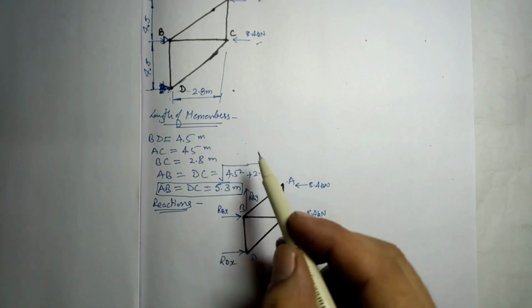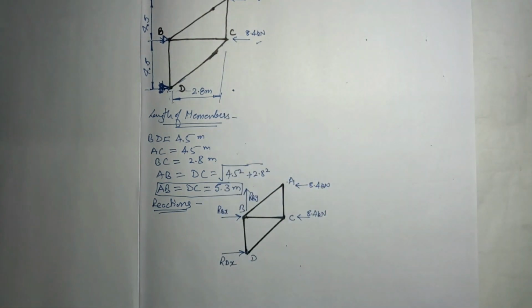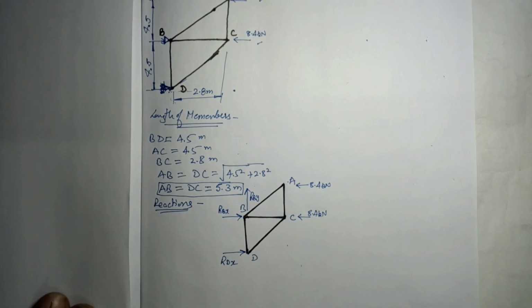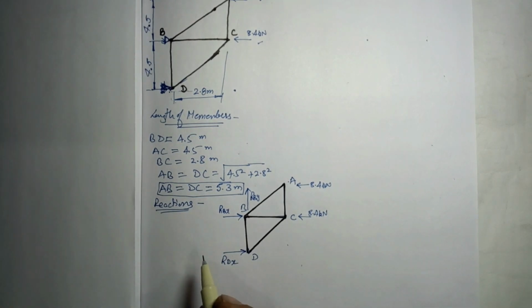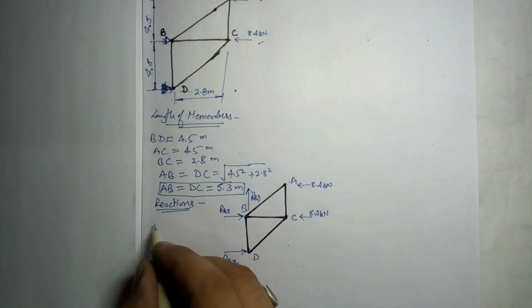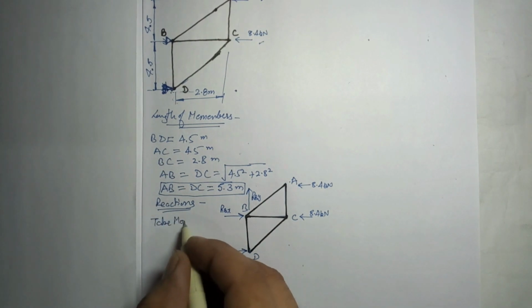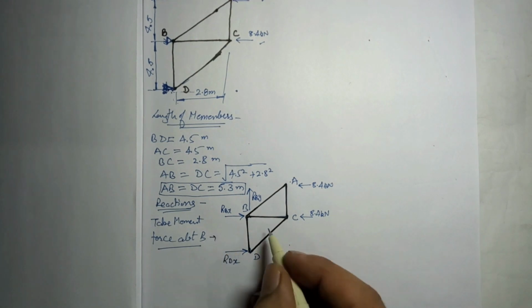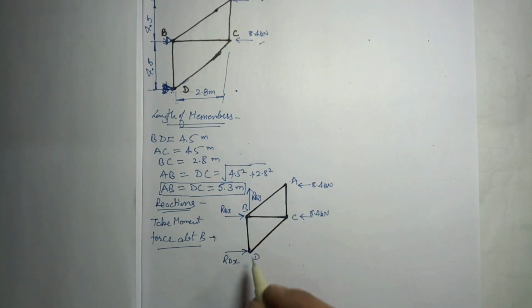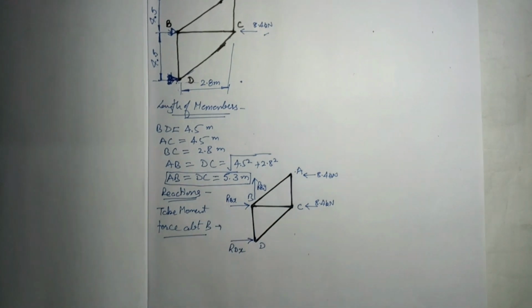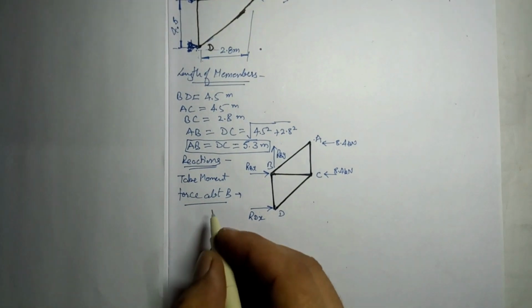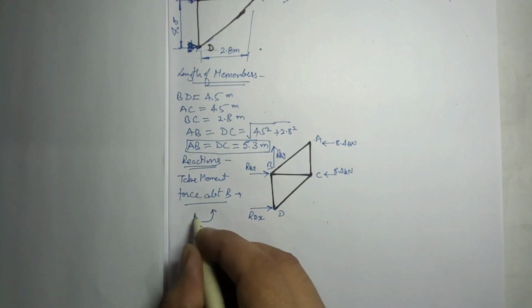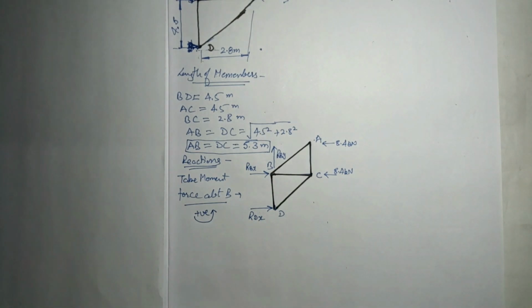Now we have taken all the lengths by taking few trigonometric rules. Now we will find out the reactions. The easy way to find out the reaction is to take moment of force about point B. I prefer to take about point B so that all the forces at B point must be 0, and we will get the RDX very easily. So I am using that thing. Now for this I am taking anti-clockwise positive.